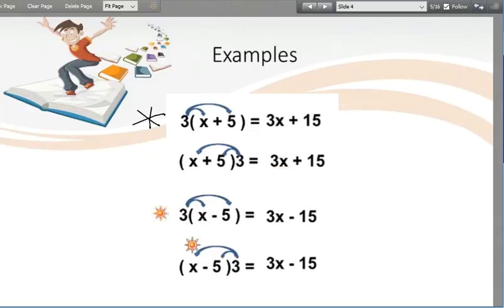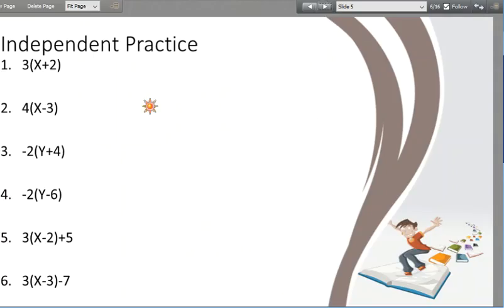For the next example, we have two terms inside the parenthesis. We have x minus 5. And since we have this number 3 right next to the parenthesis, that means implied multiplication. So 3 times x would be 3x. 3 times negative 5 would be negative 15. And in this case, we're going to do the same thing because we have this number 3 right next to the parenthesis. 3 times negative 5 is our negative 15, and 3 times x is 3x. So let's go ahead and try a few of these.